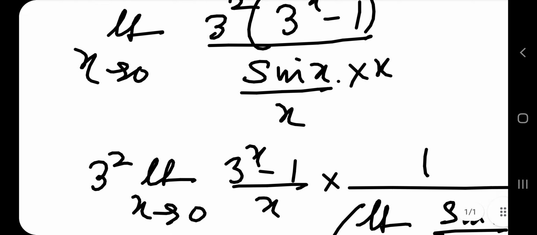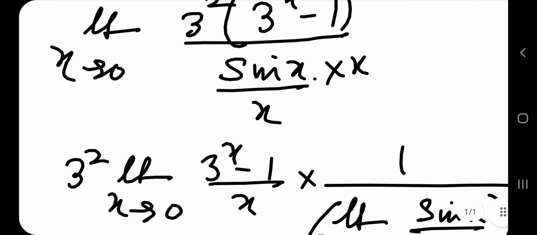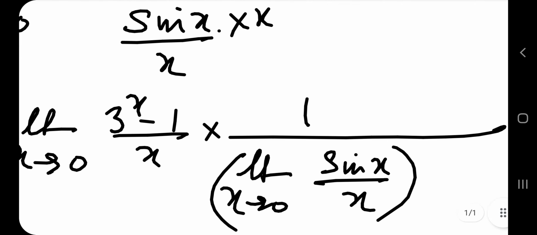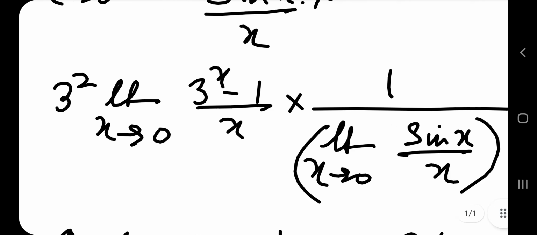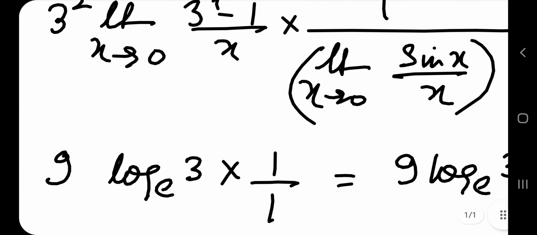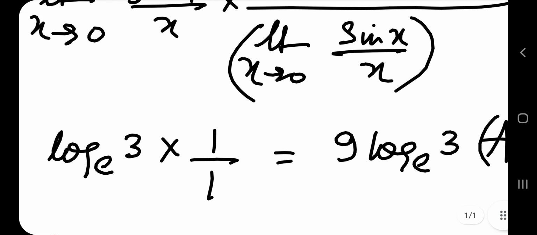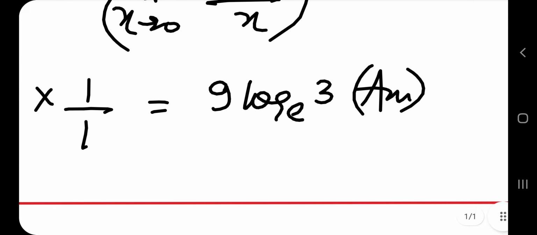So we can separate out. 3 square is out because it's a constant. 3 to the power x minus 1 limit, and 1 by limit x tends to 0 sin x by x. This gives you 1, this gives you 1. Sorry, not 1, log e 3. So 9 log e 3 gives you the answer. So this is the full exercise to be done.